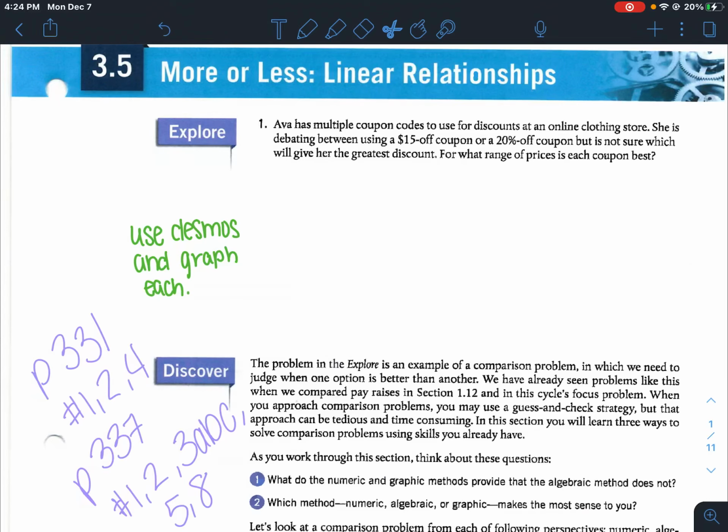All right, we are on 3.5, cruising right along in this unit. We are doing linear relationships, and yet again, we will be using Desmos to help us through our lesson.